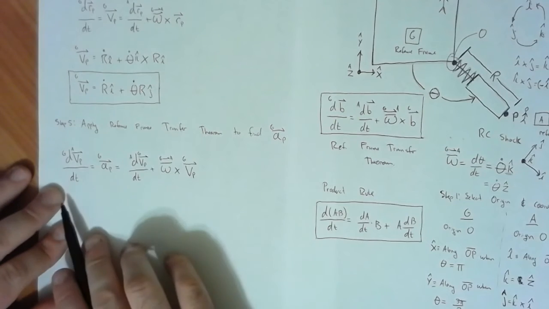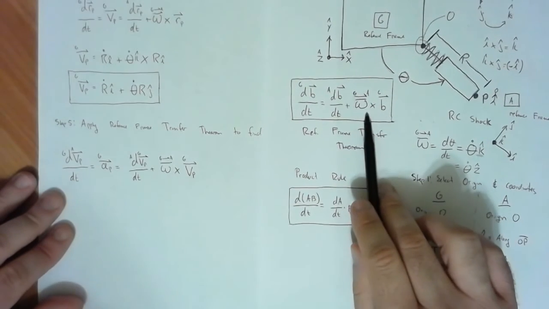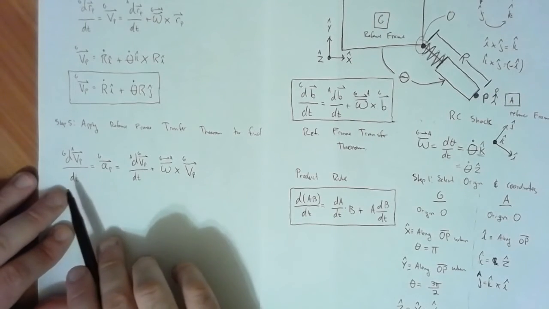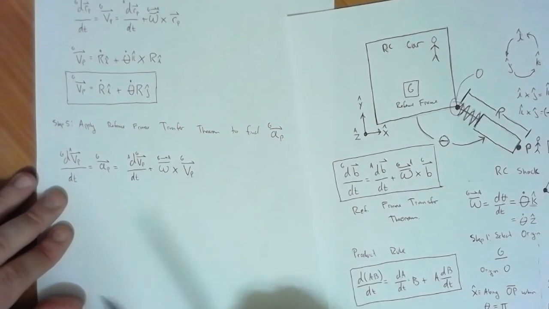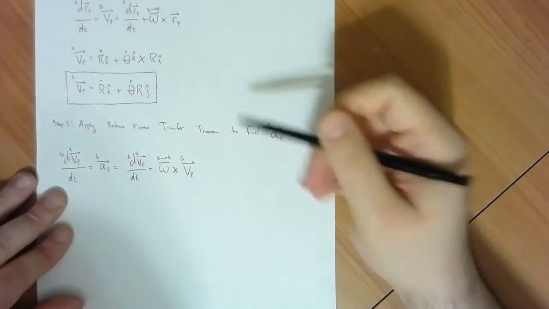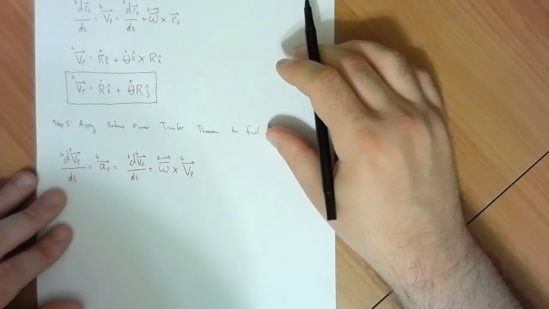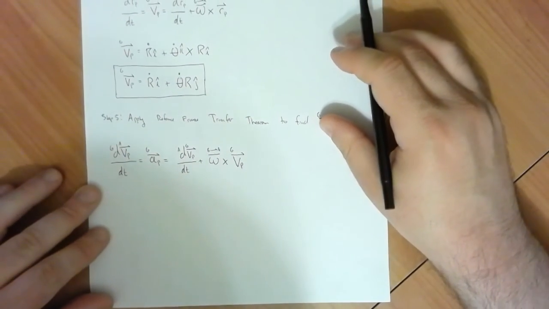So all I've done now is just write the reference frame transfer theorem, this equation, for the acceleration of point P in the G reference frame. I've just written the formula. I've not done any of the math other than just writing the formula. So now we're going to start to crank through some of the math and see if we can get this to resolve into something that we believe.